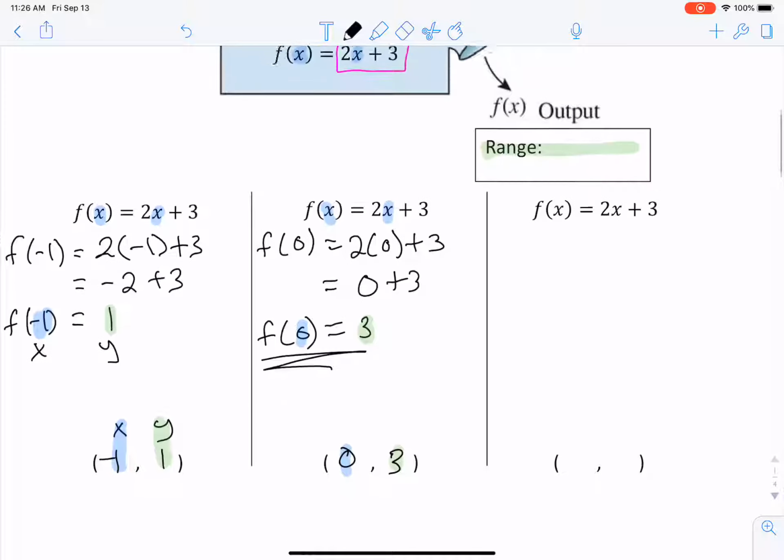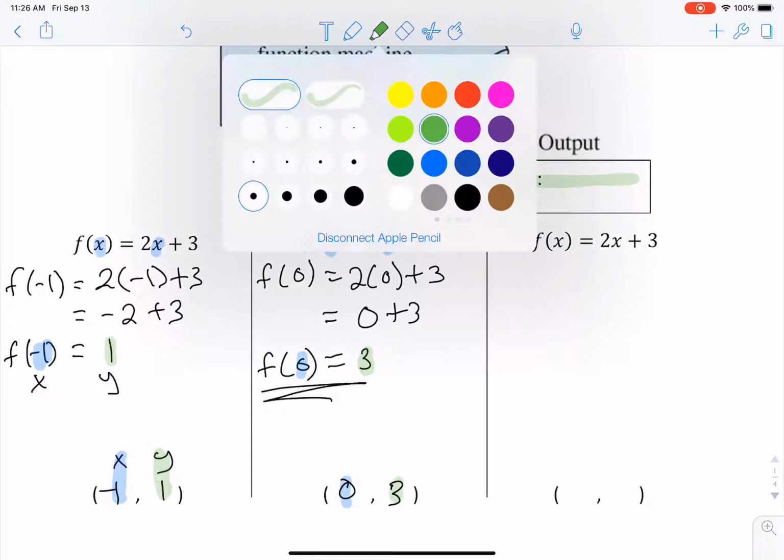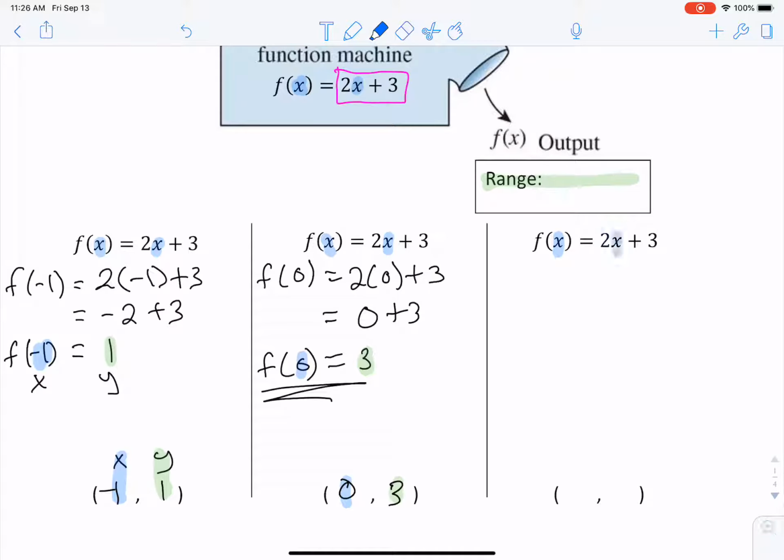All right, and then our last x value is 1. So f of 1 equals 2 times 1 plus 3. 2 times 1 is 2, plus 3 gives me 5. So the function f when x is 1 gives me 5. So 1 is our x, and then 5 that we found is our y value.